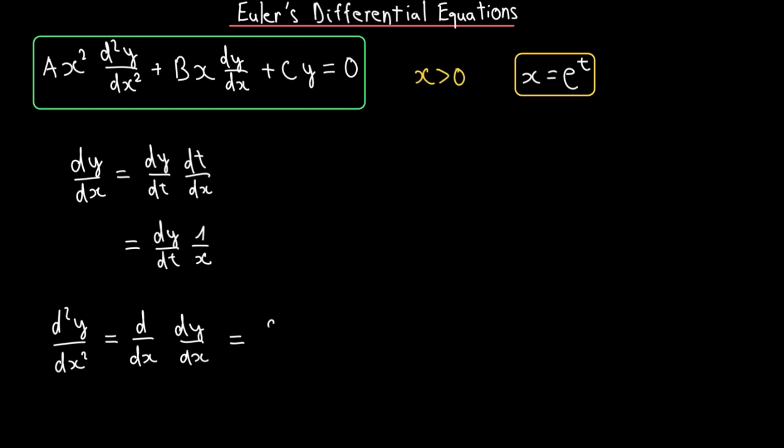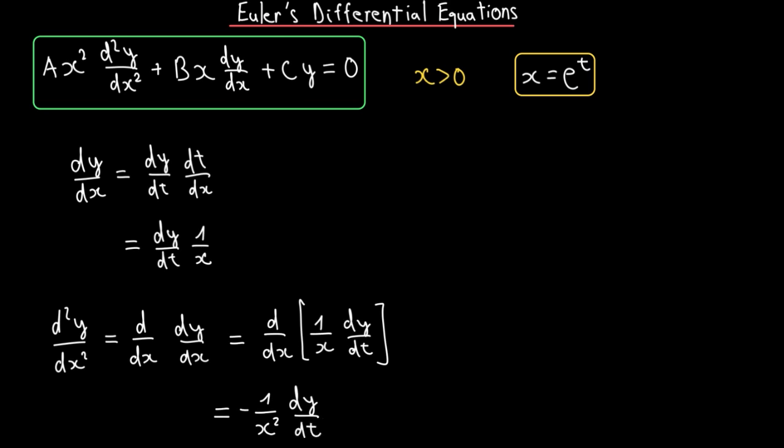And so we have d by dx of 1 over x times dy by dt. Notice here I've just substituted dy by dx by this expression. And so now we need to take the product rule. And therefore, we have, so d by dx of 1 over x, well, that's just minus 1 over x squared, dy by dt, plus 1 over x, d by dx of dy by dt.